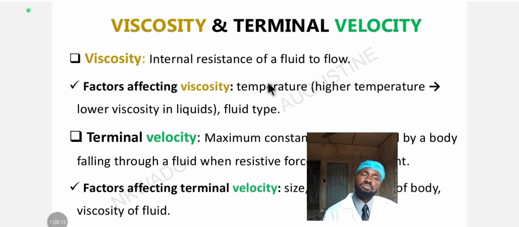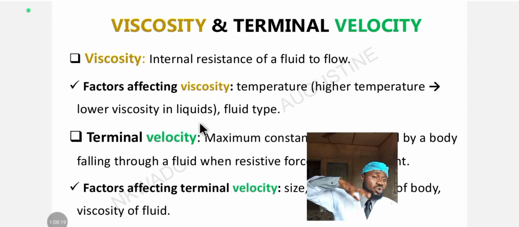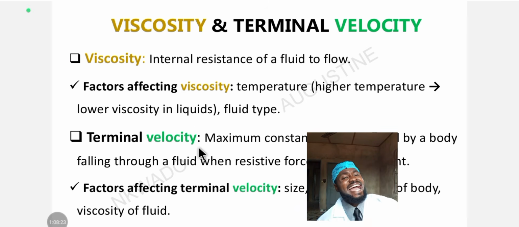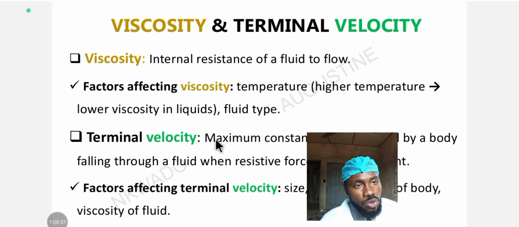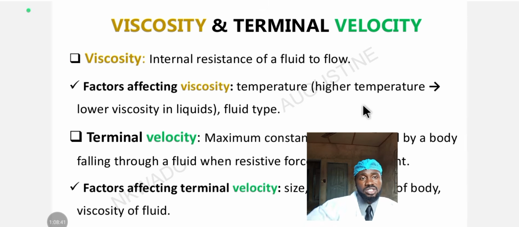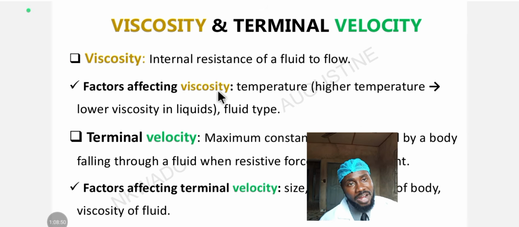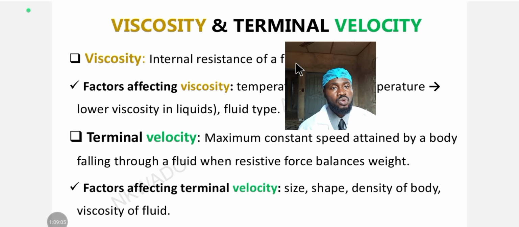Factors affecting viscosity. We have temperature. Higher temperature equals lower viscosity in a liquid. So when the temperature is high, viscosity falls. That's why when you use grease that is highly viscous, like a paste, and apply it on a part of a machinery, when the machinery starts working and heat is formed, the grease begins to wash off. It thins out and washes off due to high temperature. It reduces the viscosity to the extent that it washes off the once viscous grease. Another factor that affects viscosity is the fluid type. The fluid type determines if the fluid is going to be viscous or not, or if it is going to be viscous at a certain temperature or not.